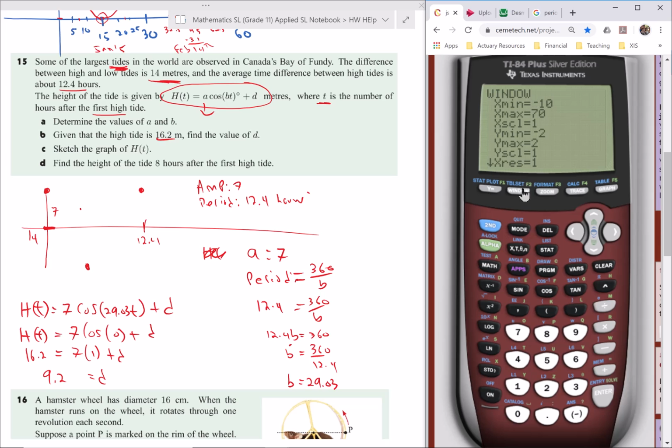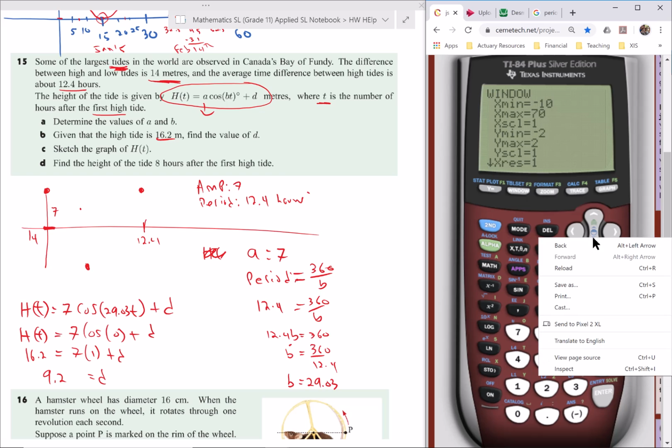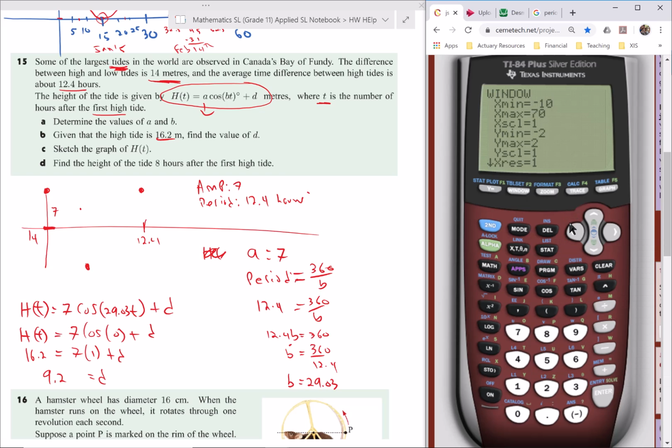Let's check our window. Since the period is 12.4, we want to sketch a graph of h of t. We don't need to show that many periods of it. So let's say the farthest we go is, period is 29, I guess 70 is fine. That'll show us 2 cycles.